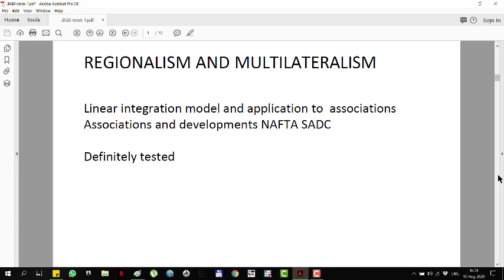Moving on to regionalism and multilateralism. As I said, the linear model is going to be our main focus. We're going to mention what it is, probably in this introduction lecture. I might never cover it again. And then we're going to look at different types of developments, different types of countries banding together. So we're going to look at something like NAFTA, which is the North American Free Trade Agreement, an agreement between North American countries like Canada, the United States of America, and Mexico. And we'll look at why that has worked really well. And then we'll look at something like SADC, which is a combination of a lot of countries.